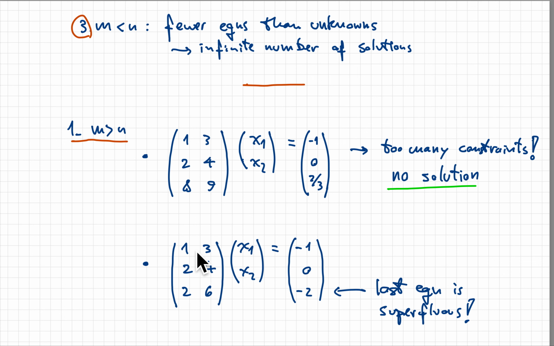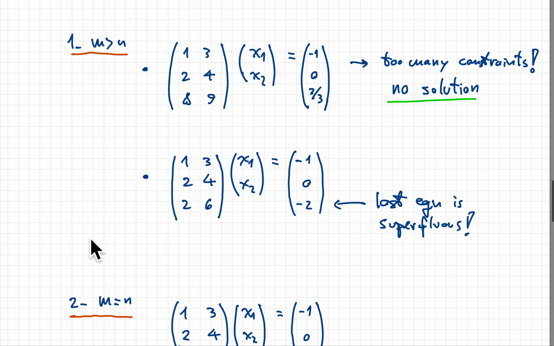If you have a system that already manages to solve the first equation, where 1x1 plus 3x2 is -1, then the last one is satisfied trivially already. It's just multiplying both sides by 2. And so this last equation is superfluous. We can get rid of it. And so if you do, then you end up with a system of two equations with two unknowns. And it's what we have in the next example here.